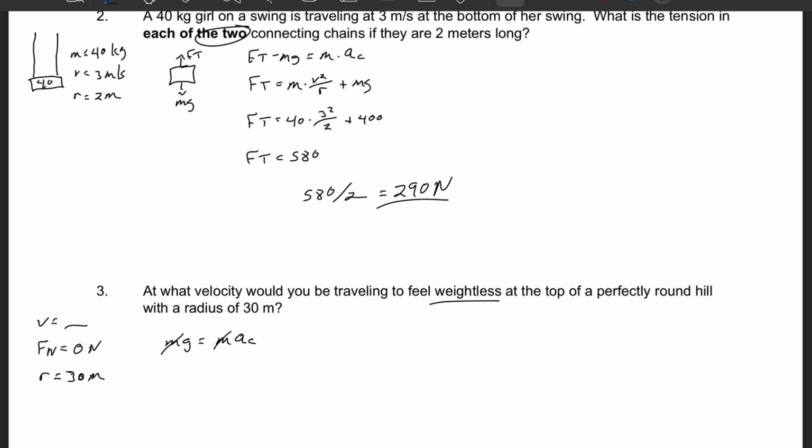Centripetal force is MAC. Okay, well, masses cancel out. That leaves us with g is equal to AC, but we need it in terms of V and R, so v squared over R. We're looking for velocity. Velocity is equal to the square root of Rg. So the square root of 30 times 10. The square root of 300, when I did this, I got 17.321 meters per second.